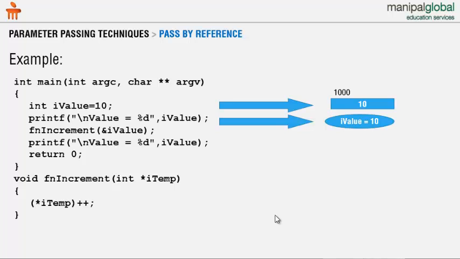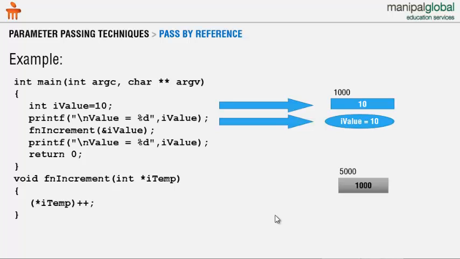The control now goes to fn increment with ampersand i value. In the previous case, I was passing the value 10, but here I'm passing the address of i value, which is 1000. That gets copied into itemp, which is local to the function fn increment. So what gets copied into itemp is not the value 10, but the address of i value, which is 1000. Let's say itemp is defined at a memory location starting at 5000, and what gets copied is 1000.